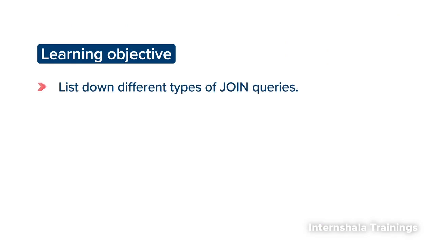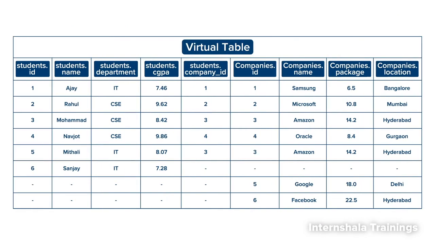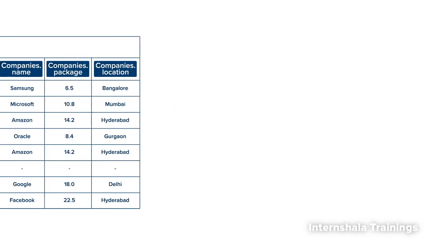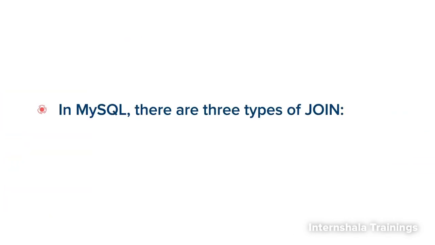After going through this video, you will be able to list down different types of join queries. In the previous video, we saw how we can merge multiple tables into one using join query. In this video, we will understand the different types of join queries. So, in MySQL, there are three types of join. The first is inner join, second is left join, and the third is right join.